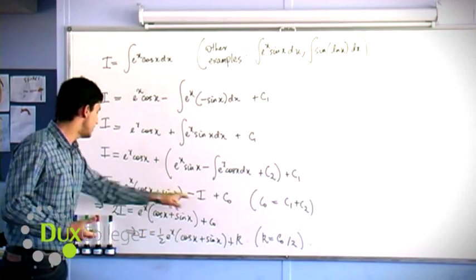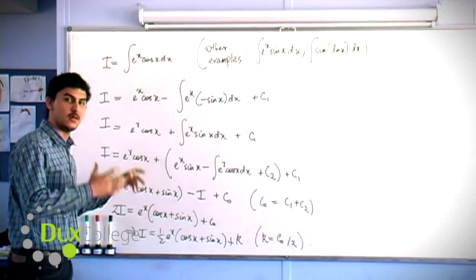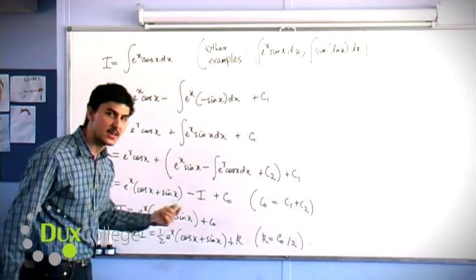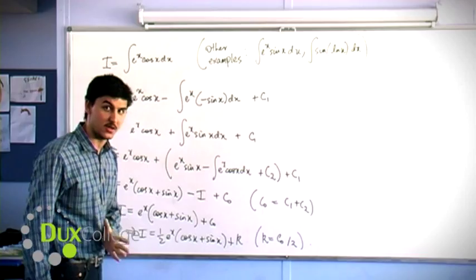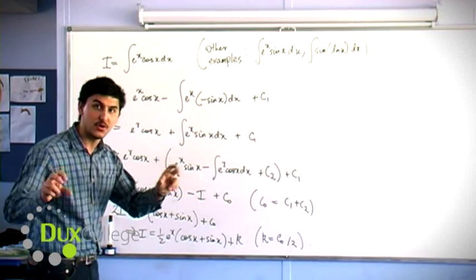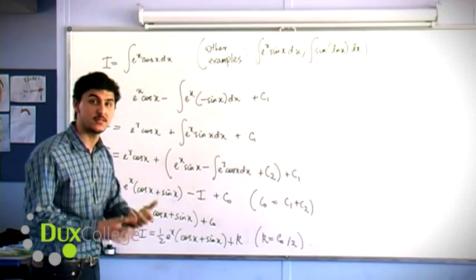Now, at this point, you'll see that we end up with an equation here. If you don't see a difference in sign here, then you're going to have the I's cancelling out. That means you made a mistake somewhere. Make sure that you have different signs here. This is a checking point to make sure that you have the correct answer.